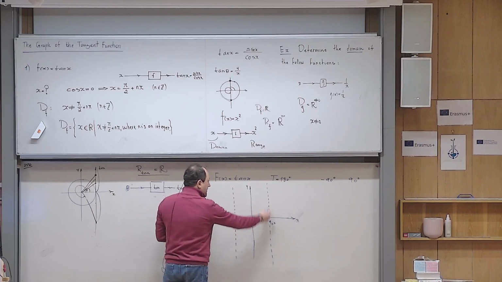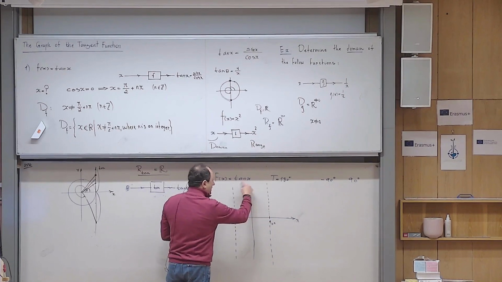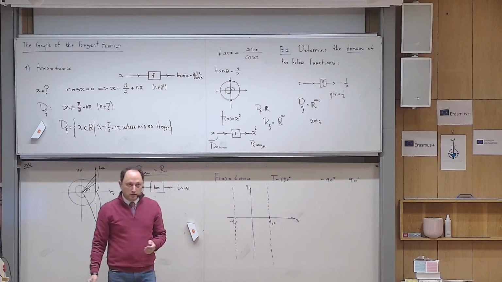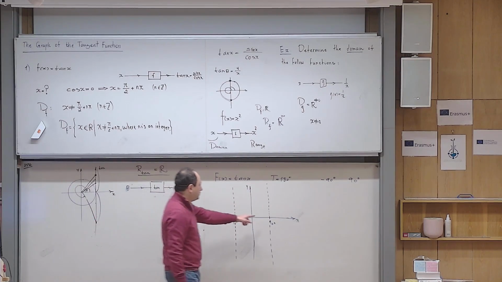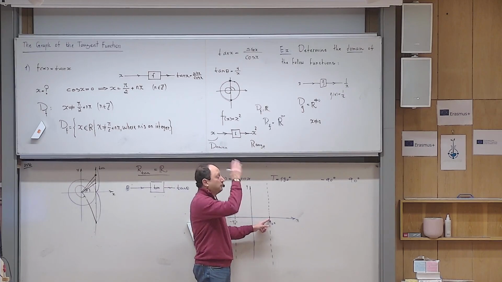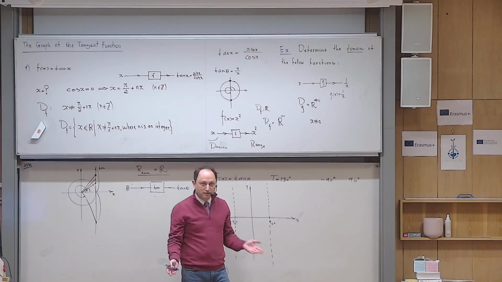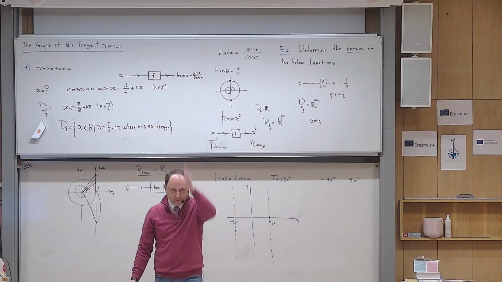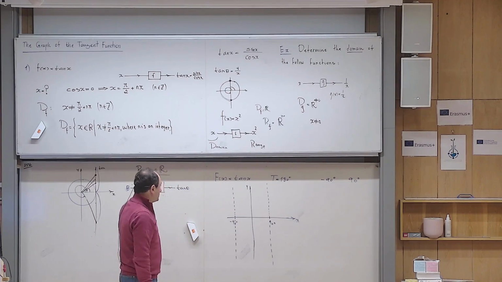Because if you are on this line, it means x is 90, but tangent of 90 is not defined. Okay? So if you stand at this point, look upwards and downwards, you will not see the graph. There is no point of the graph up there or down there because it's not defined. The same here.